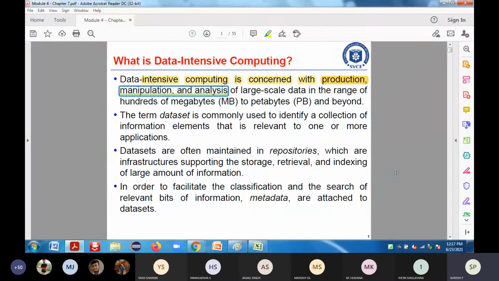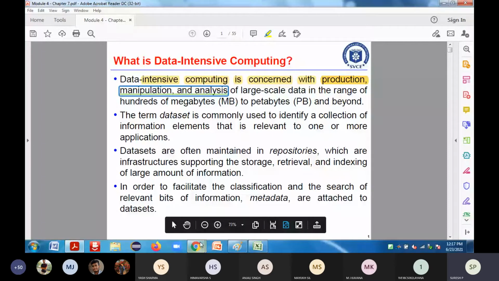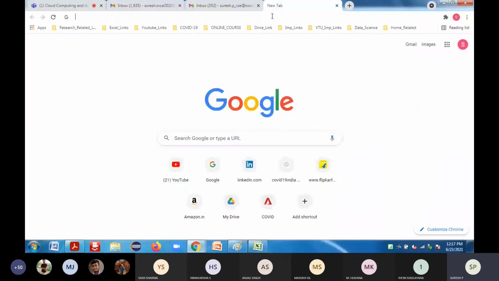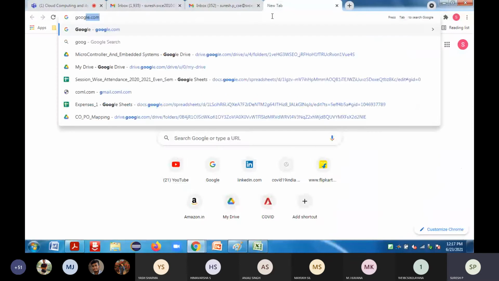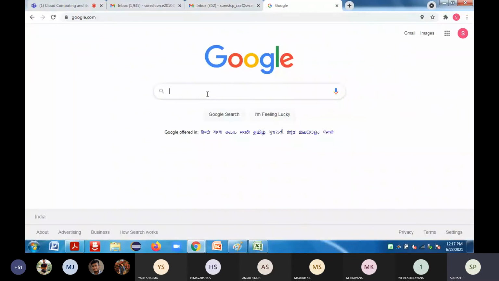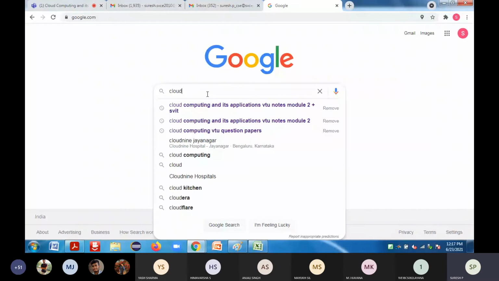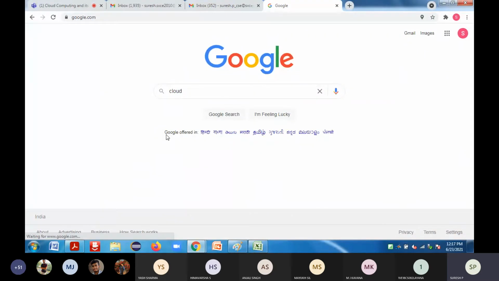Now it will retrieve the images from the different sources. You can see it from Google only, right? All of you have searched, I think. Just for your example, I will show here. If you open Google, for example, if you have only cloud, I will give only cloud, I will not give anything else. Search, I will go.